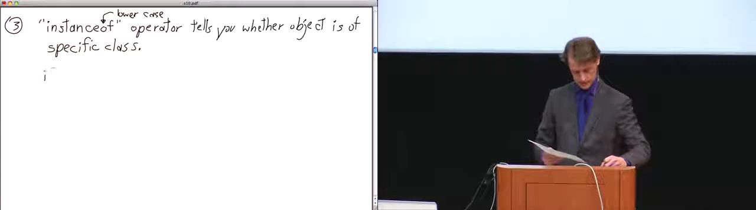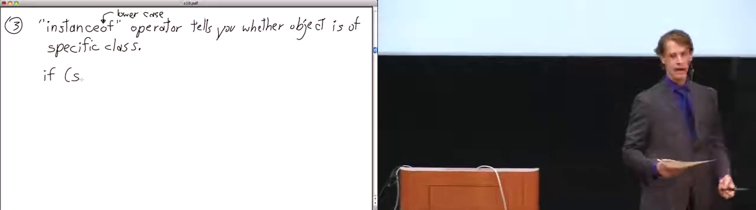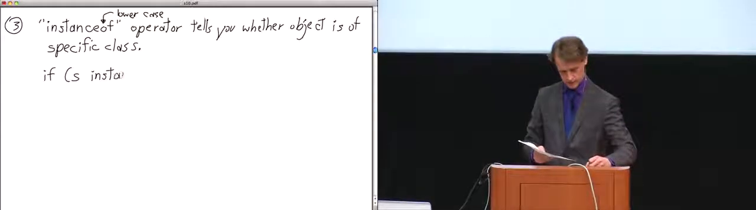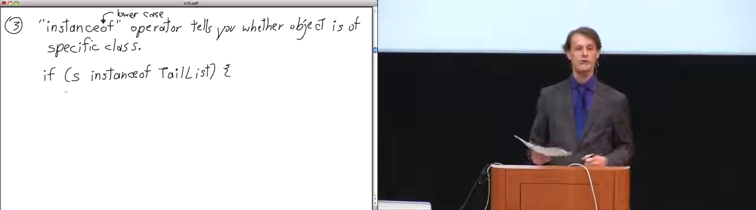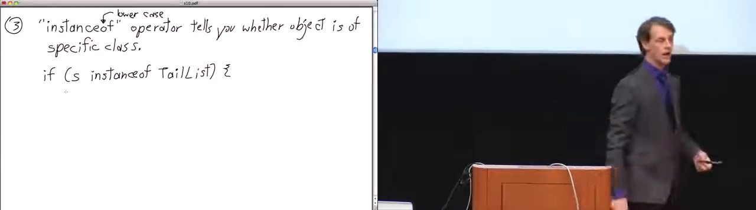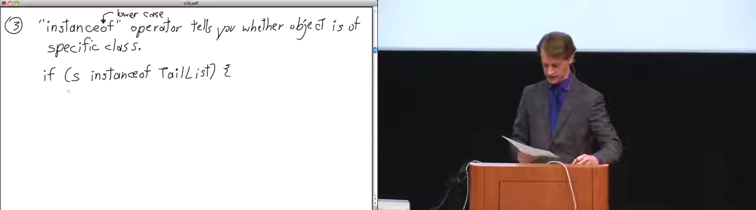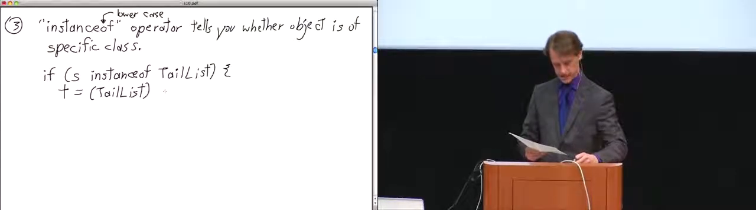So, for instance, if S is of static type S-list, and I want to know whether it's pointing to a tail list or not, then I can say if S instanceof tail list. I can use this, for instance, to figure out whether or not it's safe to do a cast. If this Boolean is true, then it's safe to go ahead and do a cast from S to type tail list.